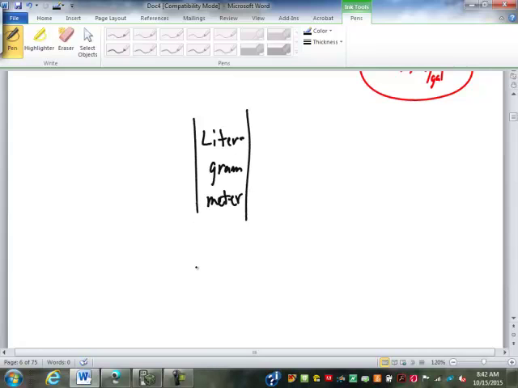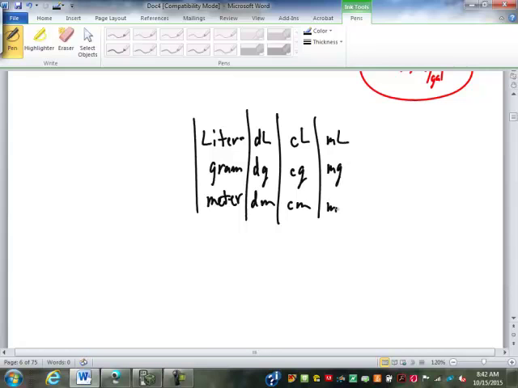Of course, the main unit's in the middle: liters, grams, meters. But deciliters, decigrams, decimeters, centiliters, centigrams, centimeters, milliliters, milligrams, millimeters. And there's microliters, micrograms, micrometers.